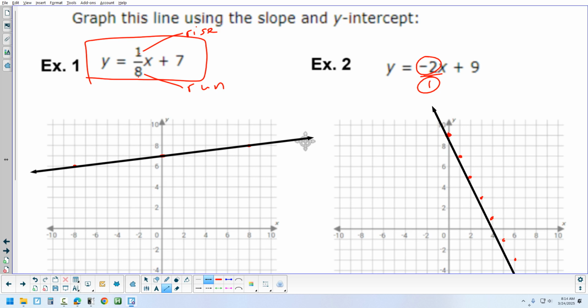Okay, and draw your lines. Pretty good. All right. So that's how you graph a line in y equals mx plus b. And if we have a minute after, we can try one on the IXL too.